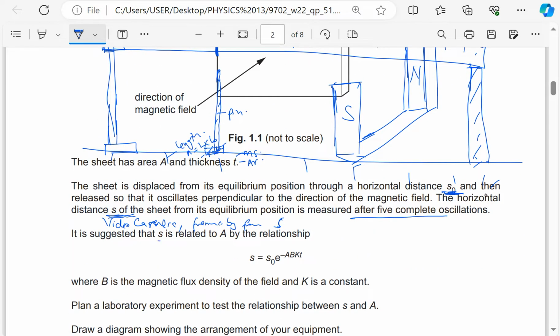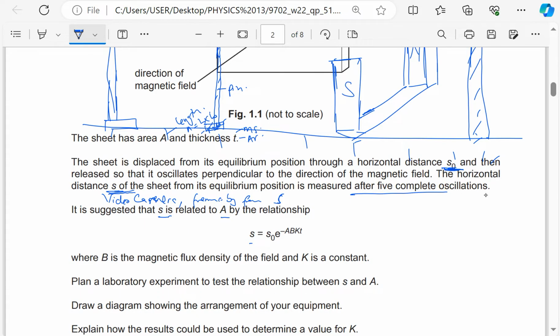It is suggested that S is related to A by the relationship S equals S naught e power negative ABKT. Remember, S is the horizontal distance of the sheet from its equilibrium position after 5 complete oscillations.